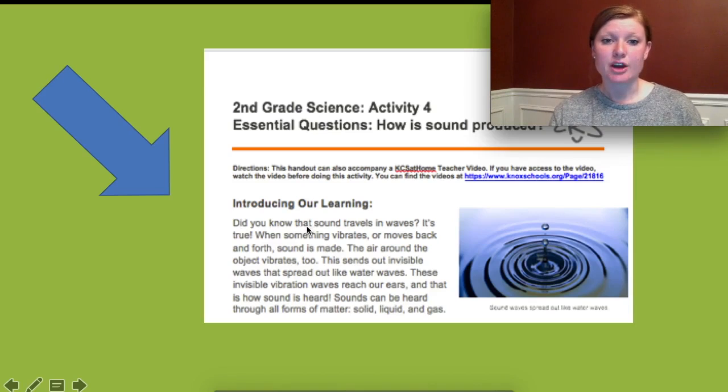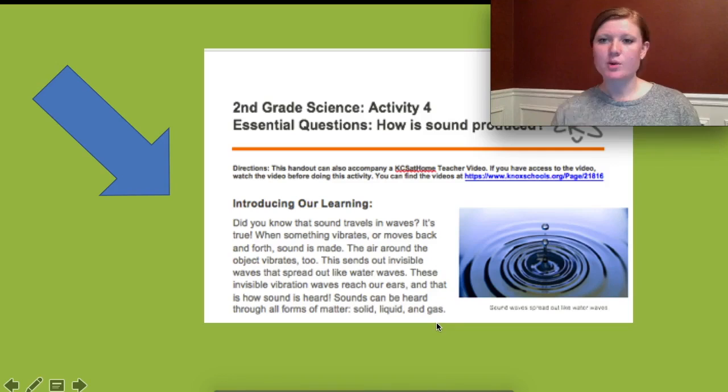Did you know that sound travels in waves? It's true. When something vibrates or moves back and forth, sound is made. The air around the object vibrates too. This sends out invisible waves that spread out like water waves. These invisible vibration waves reach our ears, and that is how sound is heard. Sounds can be heard through all forms of matter: solid, liquid, and gas.